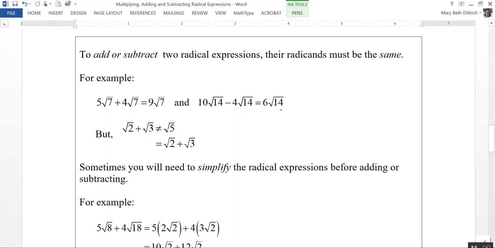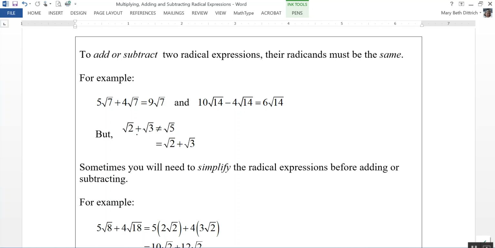But remember, square root of 2 plus square root of 3, I cannot combine those because the radicands are not the same. It's not equal to the square root of 5. The square root of 2 plus the square root of 3 cannot be simplified. It's just equal to the square root of 2 plus the square root of 3.